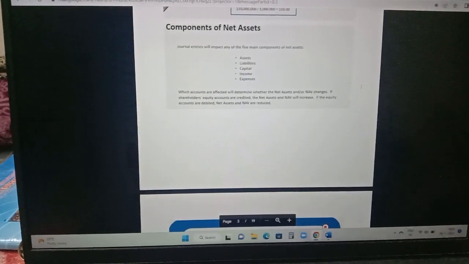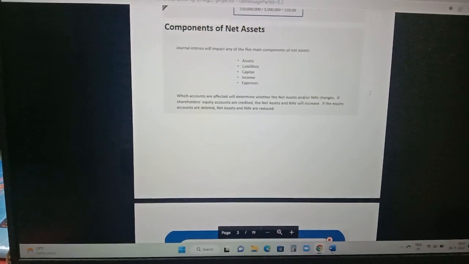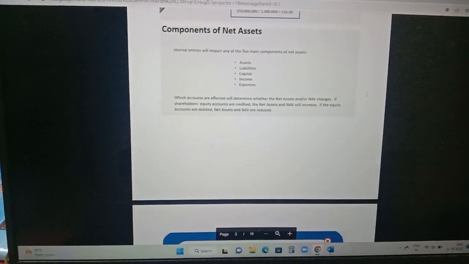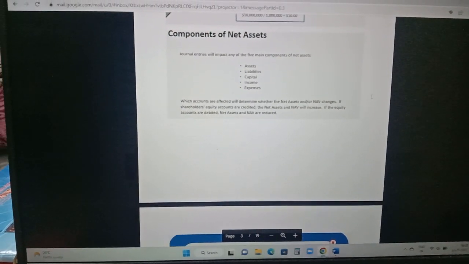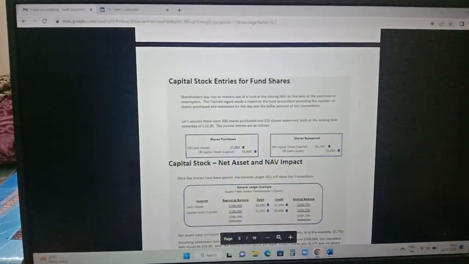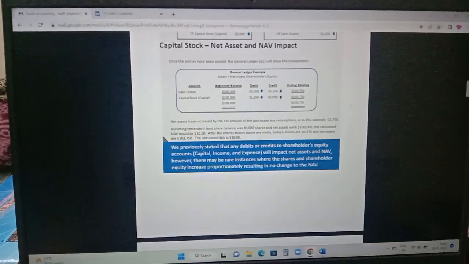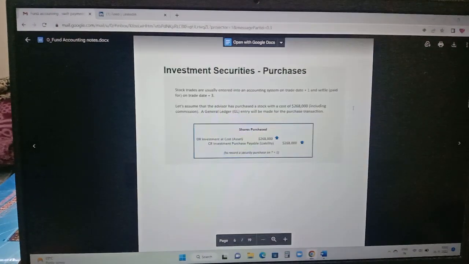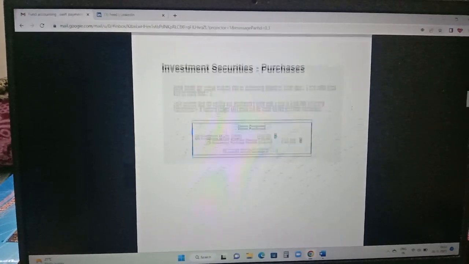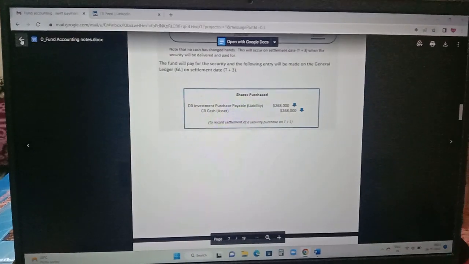Components of net assets. Journal entries will impact any of the five major components of net assets: assets, liabilities, capital, income, expenses. Capital stock entries for fund shares. Investment securities purchases.